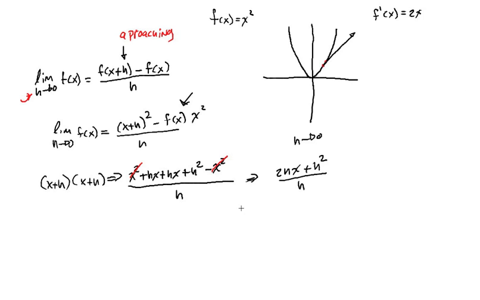So we could write something like the limit as h approaches 0 of 2hx plus h squared all over h, and then we could draw something like this to symbolize that h is going to 0. And what are we left with? We are left with f prime of x equals 2x. And this is how we calculate and prove the derivative of a function.